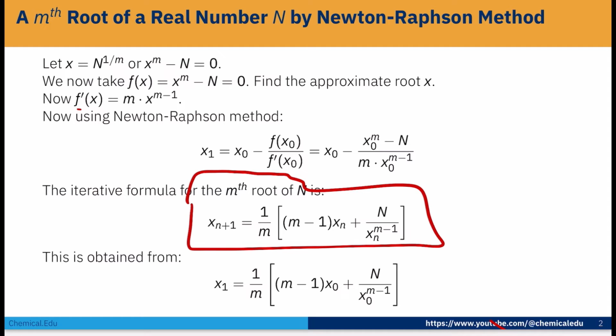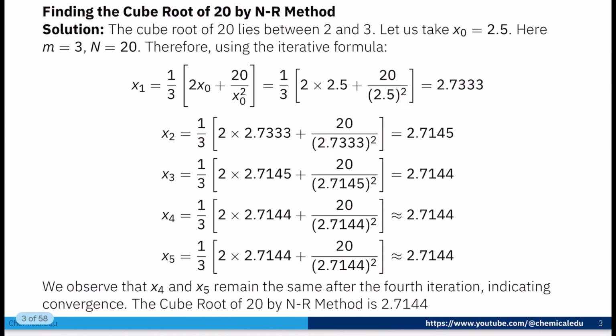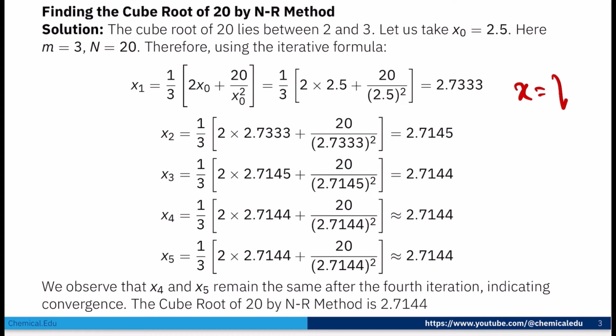Now here we have to find the mth root of real number n, where m is the number of the root, the mth root. Now we are taking one real example. Here we have to find the cubic root of 20. So here m is nothing but 3 and n is nothing but 20.